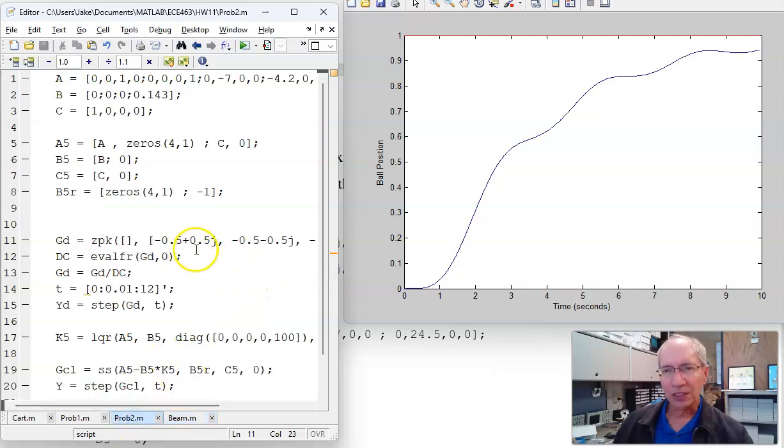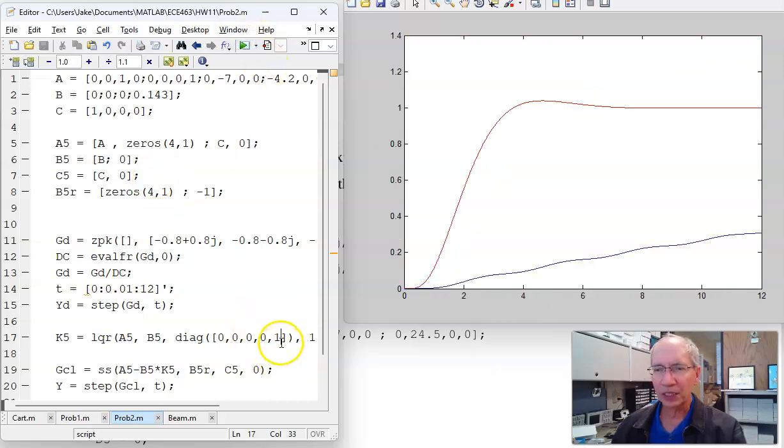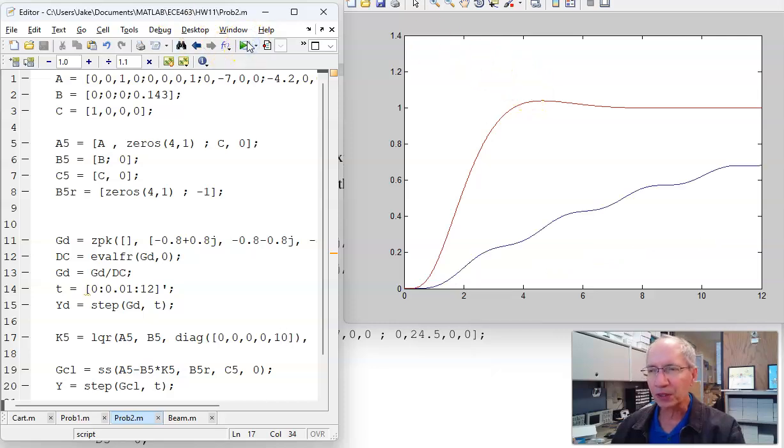So here, same approach. I specify the desired response. Say let's put the dominant pole at minus 0.8 plus or minus j0.8 for about a 6-second settling time. Come up with a servo compensator. So here's the plant plus the servo. Now use LQR techniques. If the weighting on the servo state is 1, the blue line is the actual response and the desired response is in red. Kind of slow, so let's speed it up some by increasing the weighting on the servo.